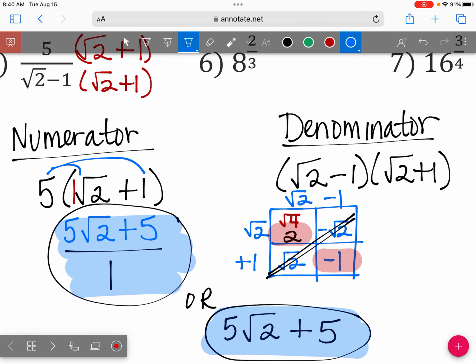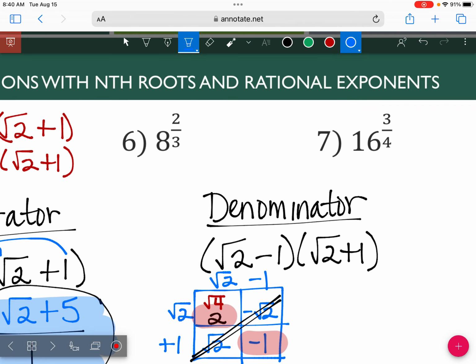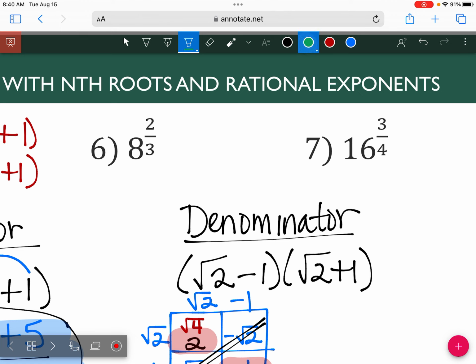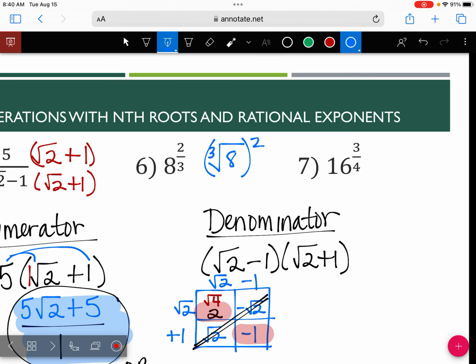All right, so the last two, we're just doing 2 operations on these numbers. So the first operation is your root. So you're taking the cube root of 8, and then you're squaring that number. And then you're going to take the 4th root of 16 and square that number. 4th root, not square root. The denominator is the root.